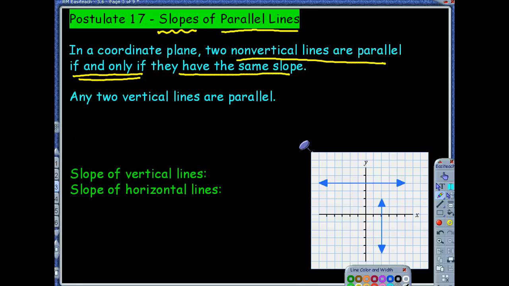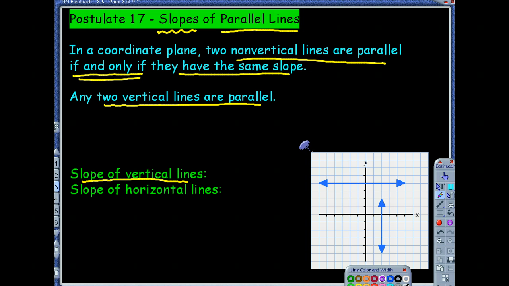Yes, exactly. Now they said two non-vertical lines, so two vertical lines are also going to be parallel. That's kind of an added thing, and there's a reason. We'll talk about that down here. There's something unique about vertical lines and their slope. That's why they're not really thrown in here. So if I have parallel, same slope, parallel. Speaking of vertical lines, slopes of vertical lines: I have a little picture over here just for you guys to get a visual.